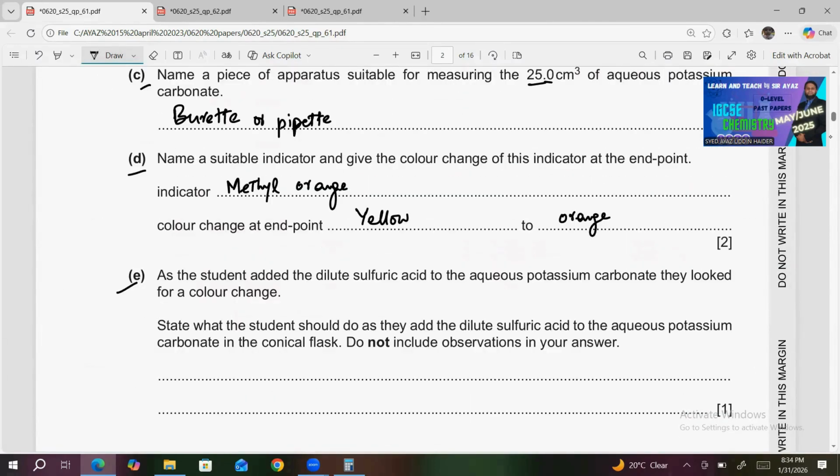E. As the student added the dilute sulfuric acid to the aqueous potassium carbonate, they looked for a color change. State what the student should do as they add the dilute sulfuric acid to the aqueous potassium carbonate in the conical flask. Do not include observations in your answer. Definitely, the student needs to mix or swirl the contents of the flask during addition.